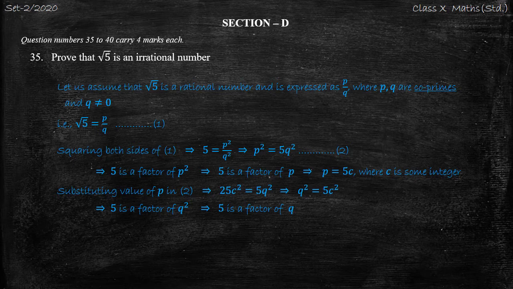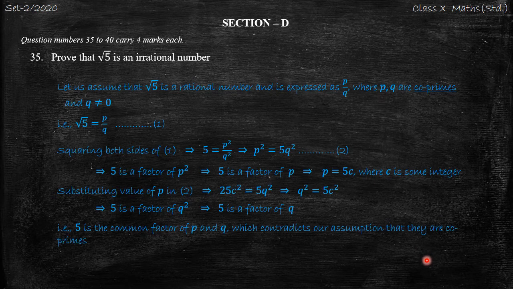So this means 5 is a factor of both P and Q, which is contrary to our assumption, right? Because we told that it is coprime, that means there is no common factor. Now this contradicts our statement. So it is therefore root 5 is an irrational number.